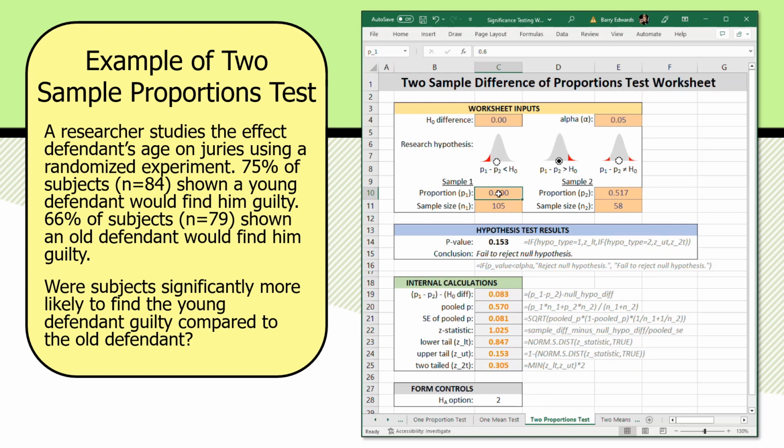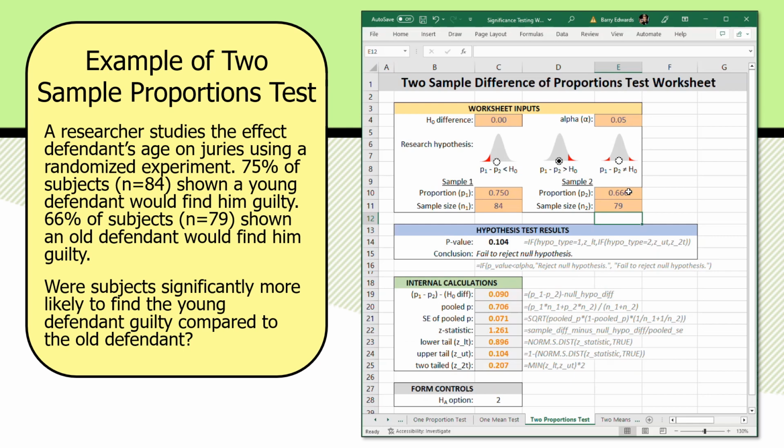Now the sample 1, the first proportion, says that 0.75 of subjects found the young defendant guilty, and there were 84 subjects in that group. The proportion in the second group, I'm just converting 66% to a proportion, is 0.66, and in the group shown the older defendant, there were 79. So we get some results now.